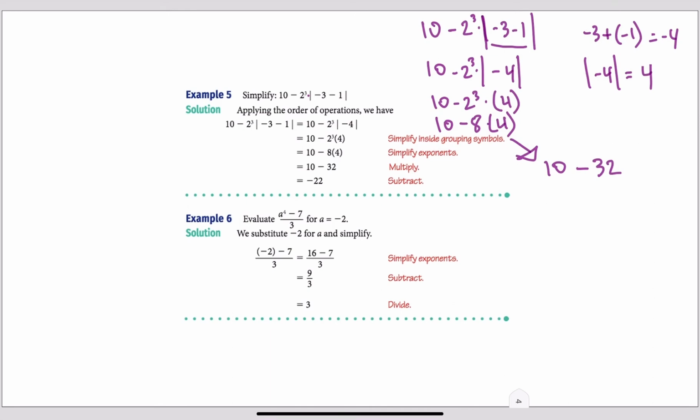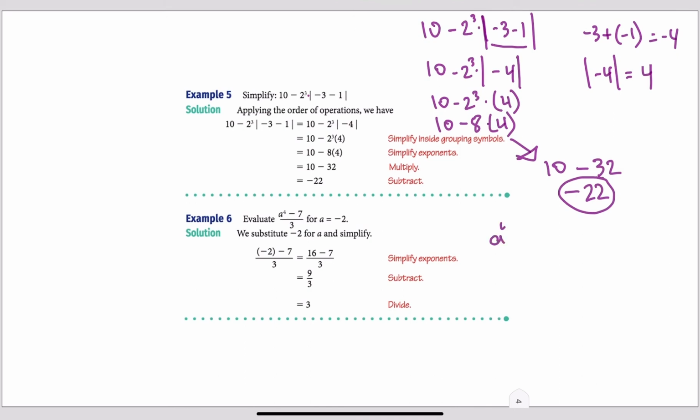And 10 minus 32, I could think of this as 10 plus negative 32 if that helps me. If I have $10 and I try to spend $32, what happens? I'm $22 overdrawn. Great. Let's look at another example here before we move on.